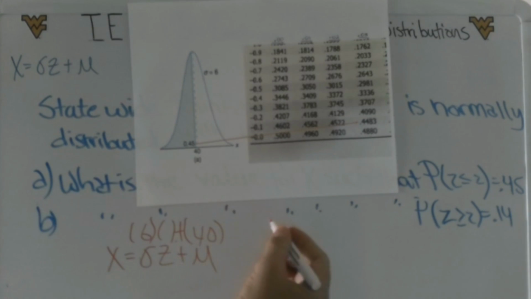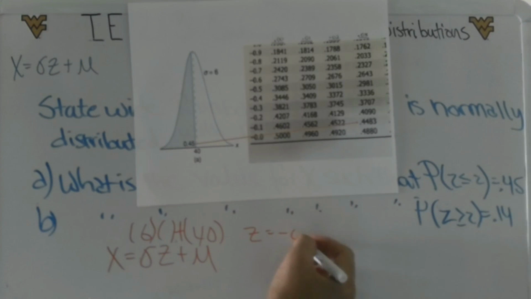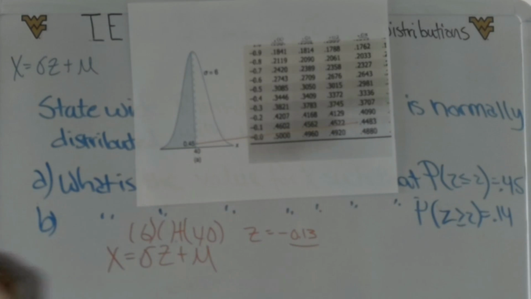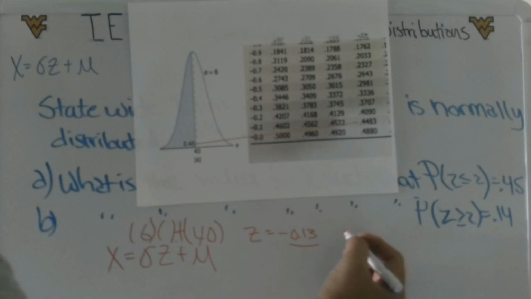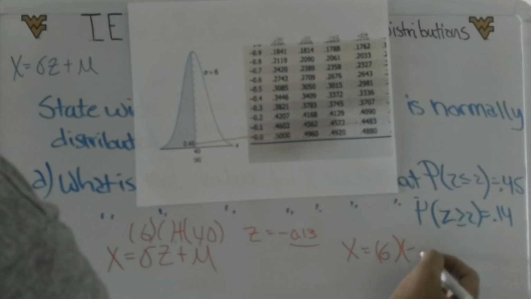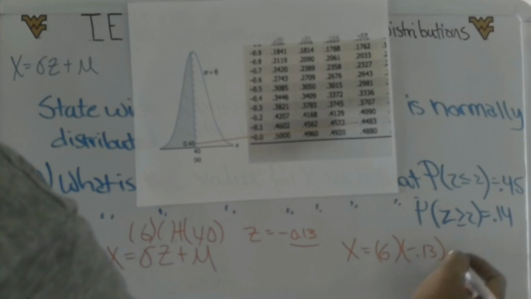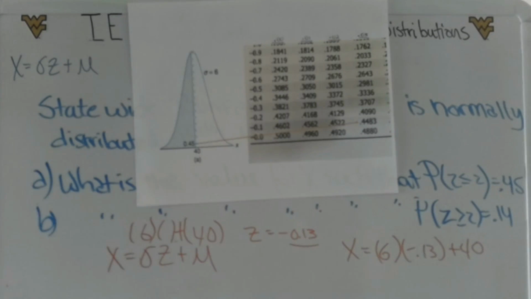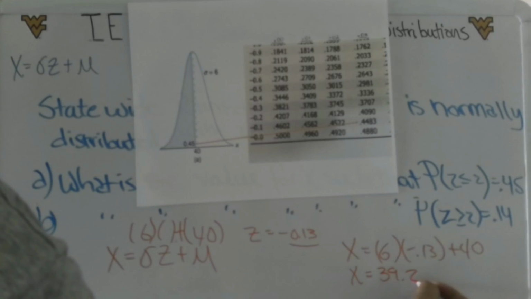So our z is equal to negative 0.13. We grab that right off the table, and we're going to plug that into our equation. So we'll have our x is equal to 6 times negative 0.13 plus 40. And when we do this math, we have our x is equal to 39.22.